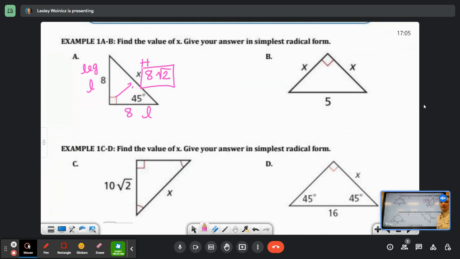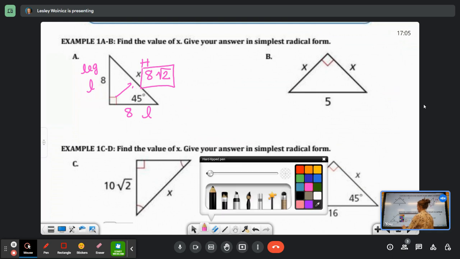Guys, that's it. That's all we do. I know, right? Okay, we're not going to do B yet. We're going to do that in one second. I'm going to show you another little cute one.